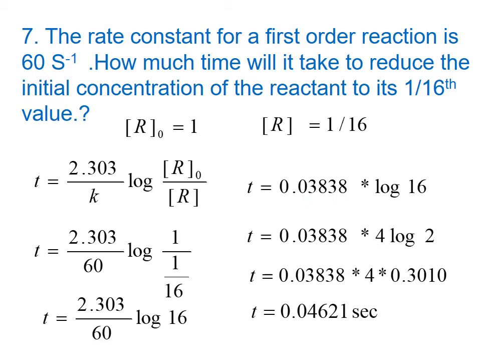Then T is equal to 2.303 divided by 60, the value is 0.03838 into log 16. We can write log 16 like log 2 raised to 4. I repeat, log 16 equal to log 2 raised to 4. And log 2 raised to 4 is equal to 4 log 2, since log a raised to n is equal to n log a. Here also the situation is the same.